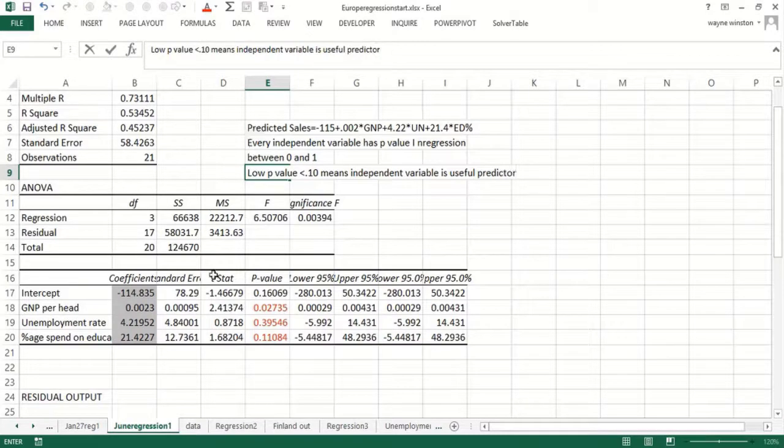Okay, so we look here, we see unemployment rate. I mean, the 0.11 here is fairly close. I'm going to leave that in because it's pretty close to 0.1. But this means there's a 40% chance unemployment rate doesn't help us.